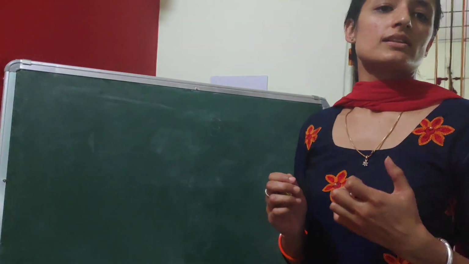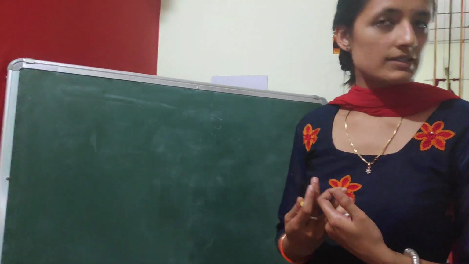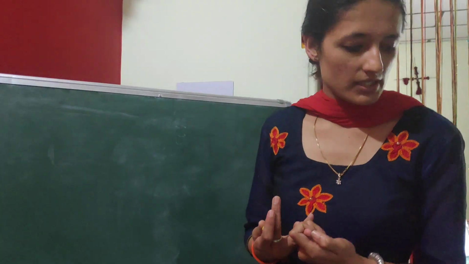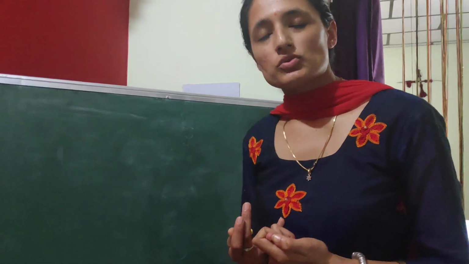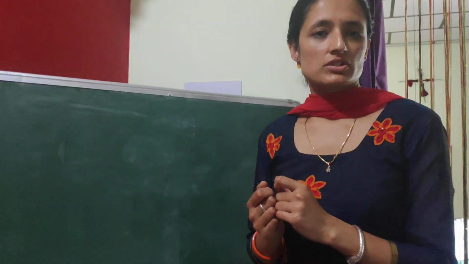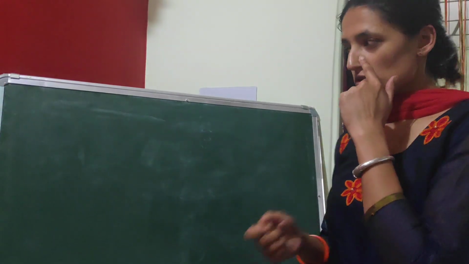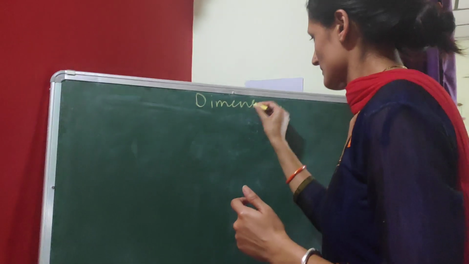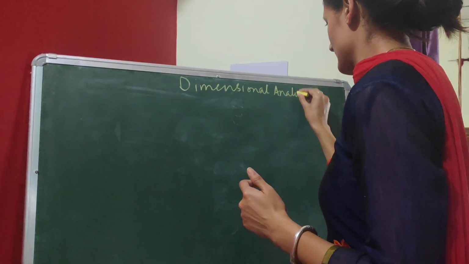Let me recapitulate the things which we have discussed before. We have discussed how we can find out the dimension of a given physical quantity, what dimensional analysis is, and how we are going to write down the formula for dimensional analysis. These things we have done before. So let's start with dimensional analysis.